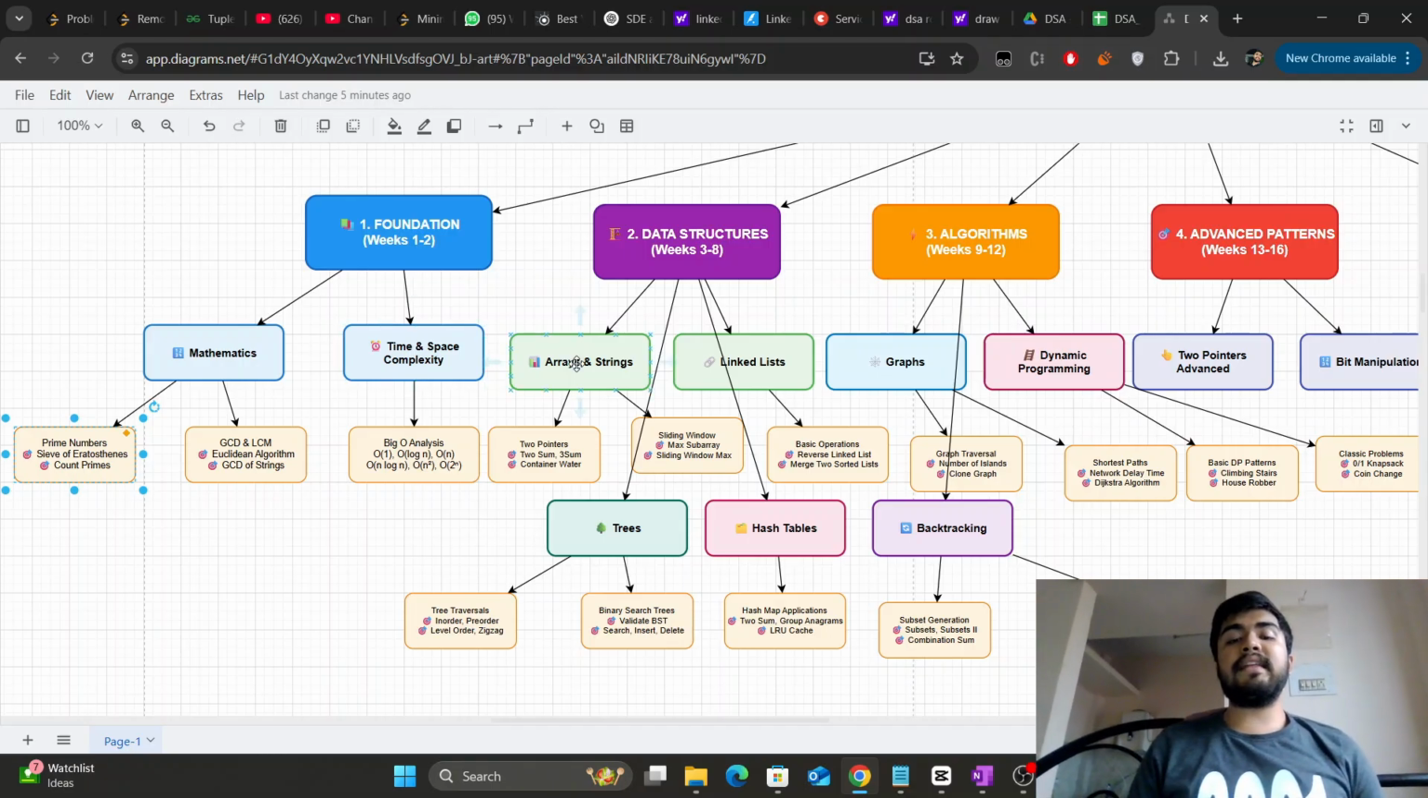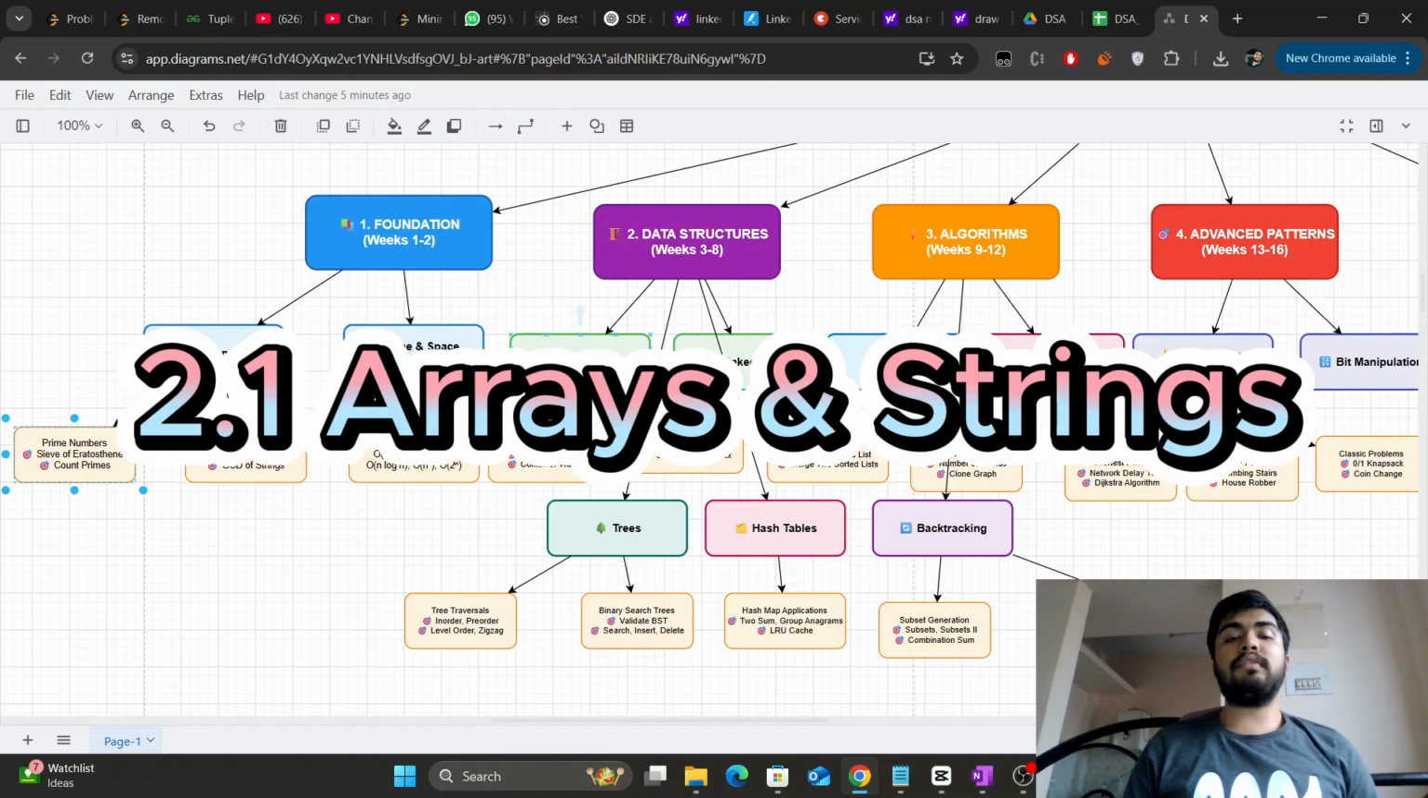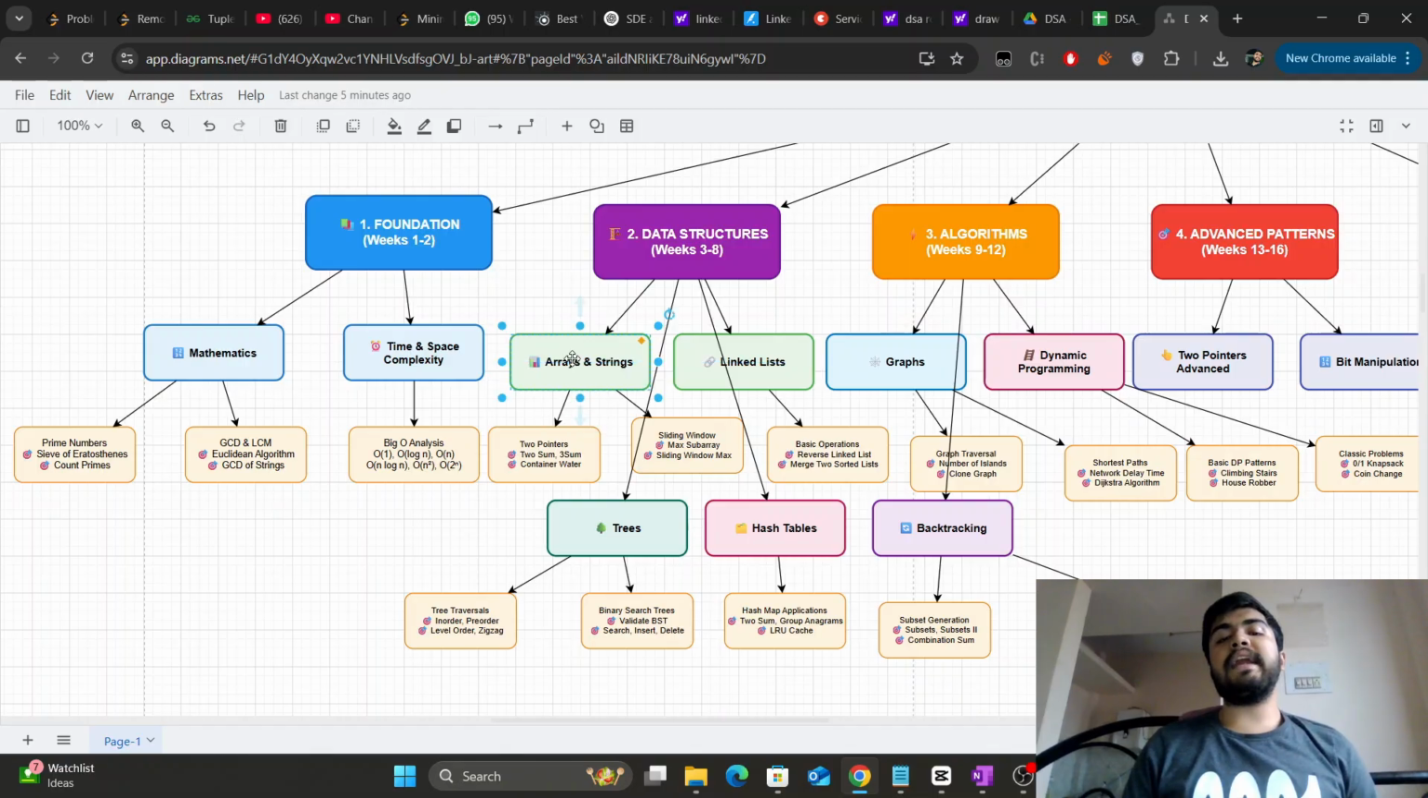Now the next thing we have is arrays and strings. On arrays and strings, I have to say this is one of the most important topics from any interview perspective. The first one is two pointers, and on two pointers we have this set of topics like 2 sum, 3 sum, and container with most water. These are very common problems on two pointers.